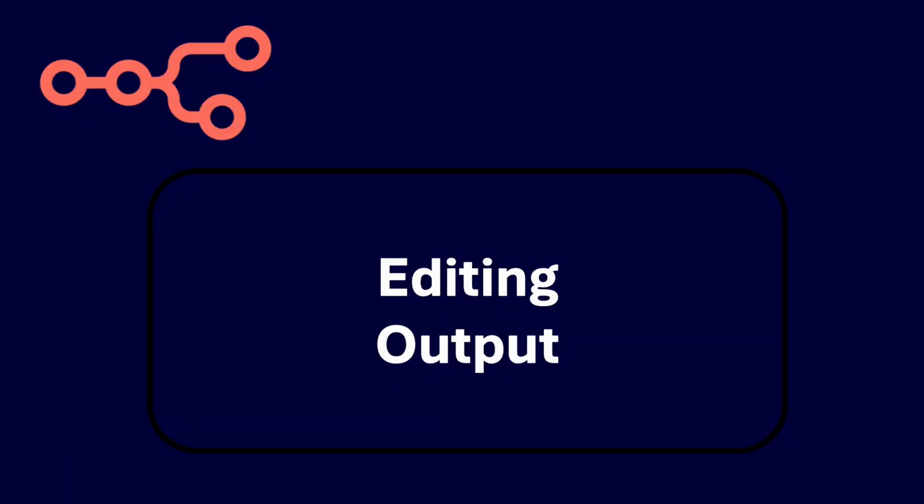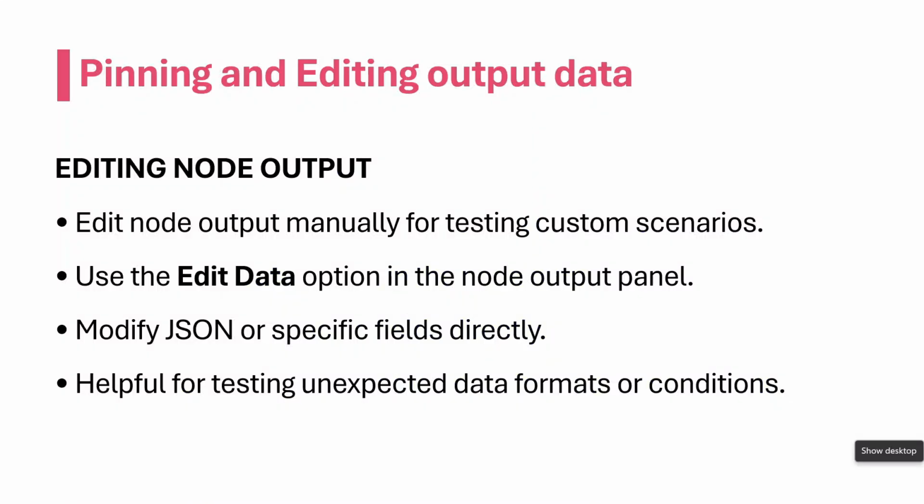Now we will see another important tool, which is editing output data. Sometimes you need to simulate a specific data structure without running a real API. At that time, you can use editing output data. In such cases, you can manually edit the node output. Just click on the output section, choose edit data, and modify the JSON. You can change values, add or remove fields, or test how your workflow reacts to missing data. This helps you prepare for real-world variations and edge cases, without needing to reconfigure the entire workflow.